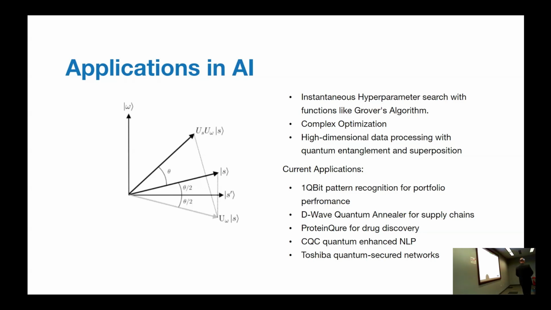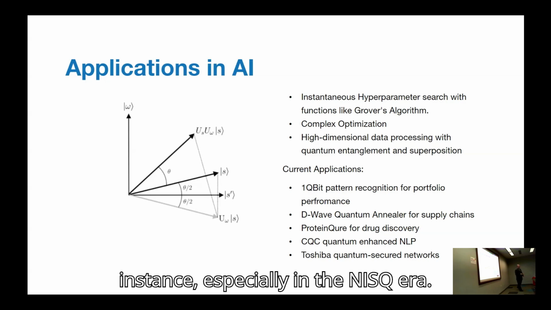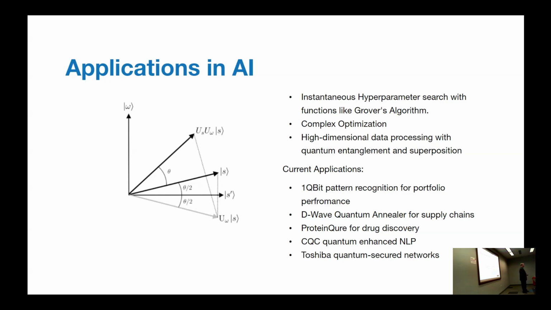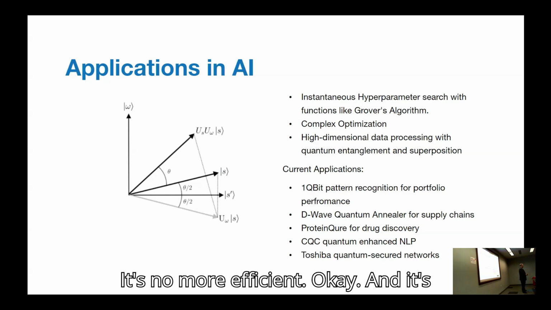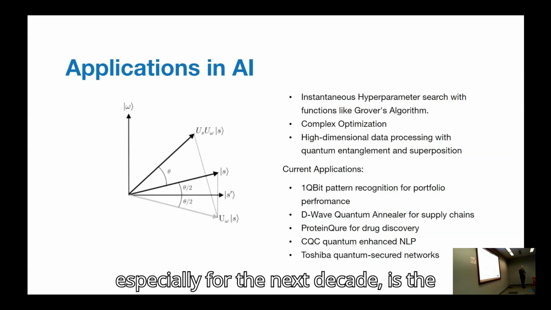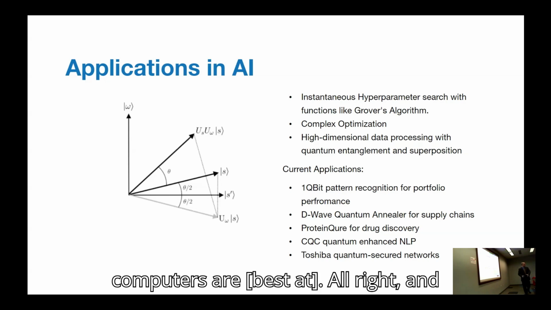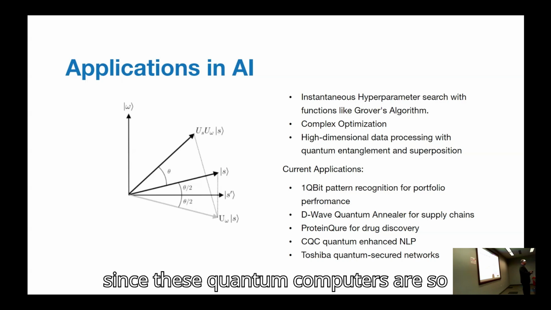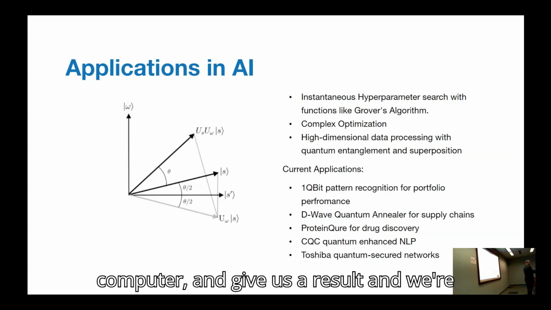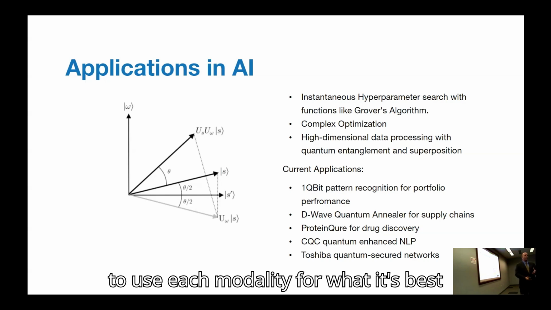Now, quantum computing is not better than classical computing in every instance, especially in the NISQ era. We are not going to want to use a quantum computer to process our data. It's no more efficient, and it's much more expensive. So what we're gonna see, I think, especially for the next decade, is the hybrid approach. We're gonna let classical computers do what classical computers do. And since these quantum computers are so rare, we have so few qubits, we're gonna pass the essential, say, hyperparameter search to a quantum computer, they're gonna give us a result, we're gonna bring that back. So it's going to be this hybrid approach where we try to use each modality for what it's best for.